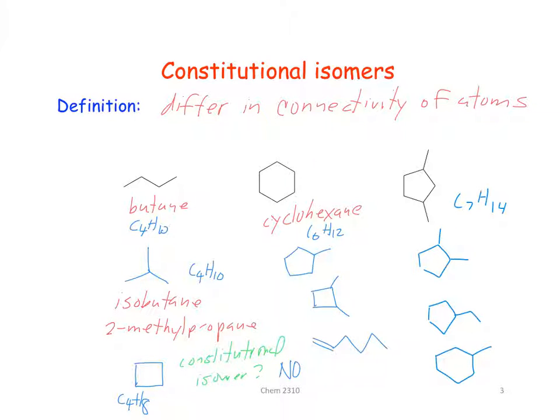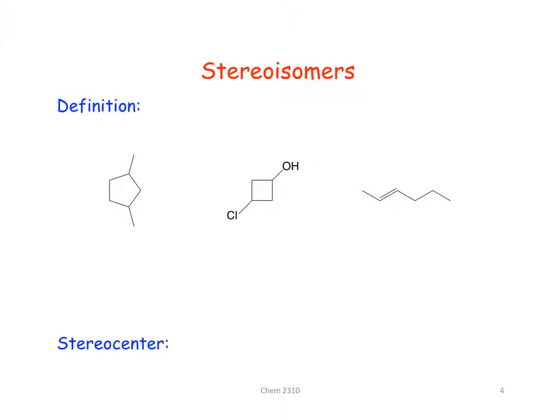So we could make all kinds of constitutional isomers. Remember that constitutional isomers are compounds with the same molecular formula, but they're different because they have a different order of connectivity of the atoms. What about stereoisomers? Stereoisomers are going to have the same formula and the same connectivity of atoms, so each atom is connected to the same other atoms, but they just differ in the 3-dimensional orientation of those groups.